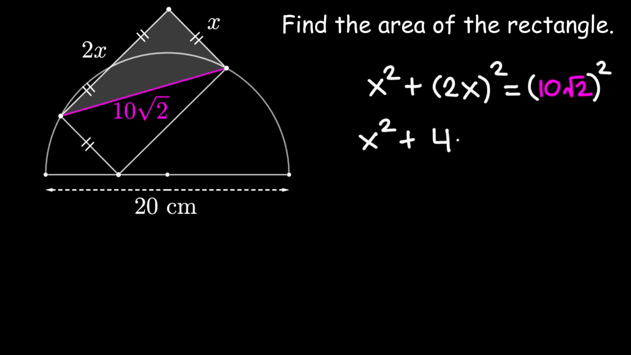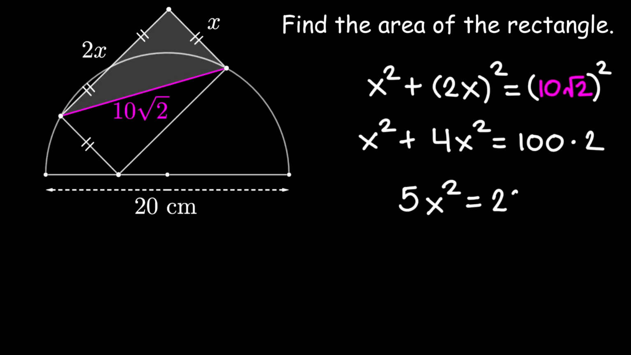2x squared is equal to 4x squared. 10 squared is 100, while square root of 2 squared is 2. Combine similar terms, we get 5x squared. And 100 times 2 is 200. Divide both sides by 5 in order to get x squared is equal to 40.